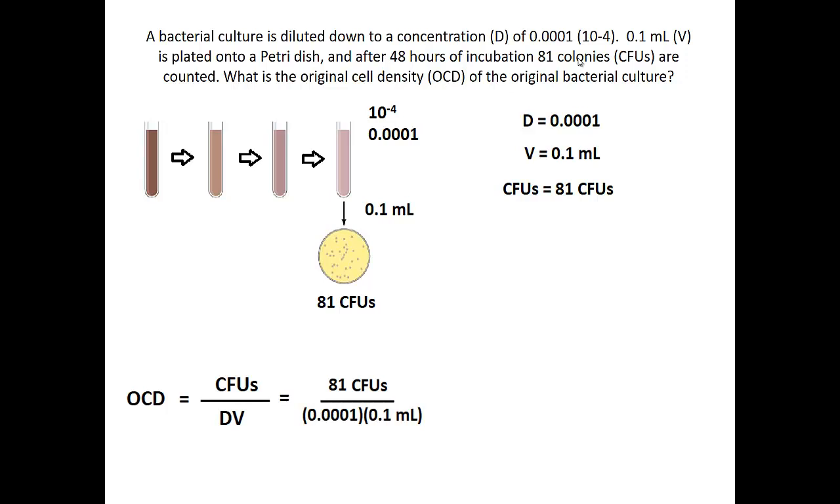All right, put those variables into the equation. 81 over D times V. Now, multiply the bottom, the D times the V, and the product of that is now a smaller number, 0.00001 ml. Carry the volume over, and now we divide 81 by 0.00001, and we get, in this case, 8.1 million CFUs per ml. The units again being CFUs per ml.